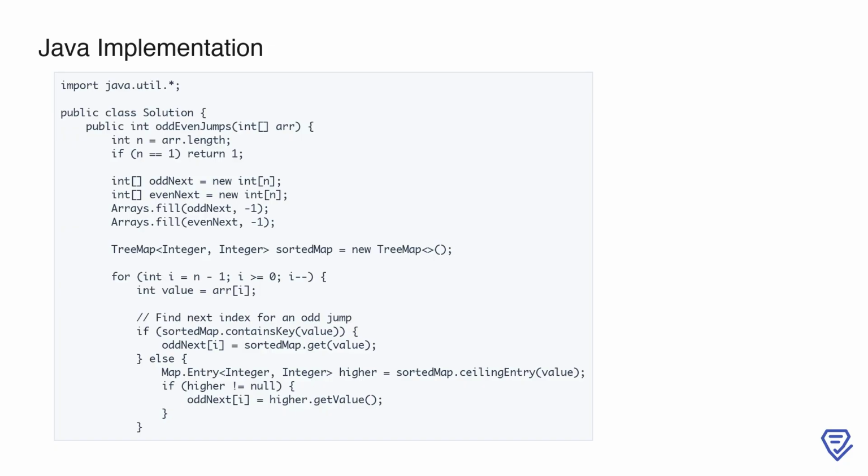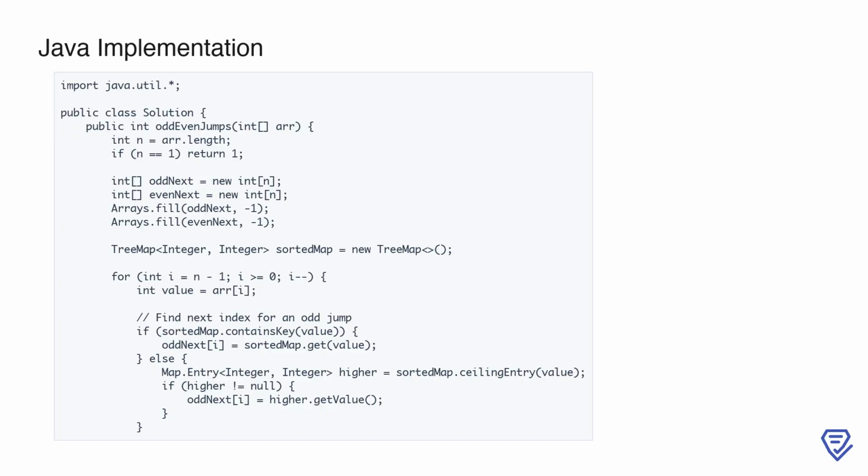Next, we initialize two arrays, odd_next and even_next, to store the indices of the next valid jumps for odd and even numbered jumps respectively. Both are initially filled with -1 to indicate that no jump is possible by default. We also initialize a tree map, which will help us efficiently find the smallest greater or largest smaller keys for the odd and even jumps.